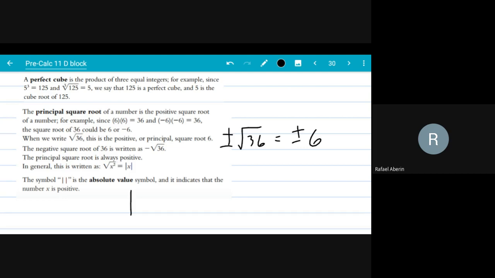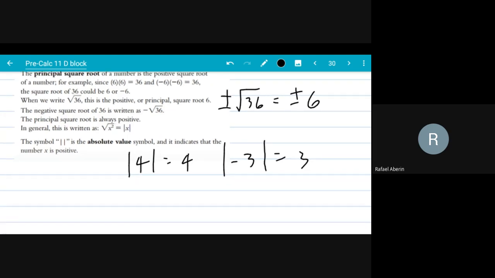Okay? These two bars represent the absolute value symbol, and it indicates that the number is positive. So for example, the absolute value of 4 is 4. The absolute value of negative 3 is 3, right? So all it's saying is if you get the absolute value of a number, it would be the positive value only. You're sort of dropping the negative sign. And if your question is why is that? Because the absolute value is defined as the distance of a point from the origin, or the distance of a number from 0. So 4 would be 4 units away from 0. Negative 3 is 3 units away from 0.